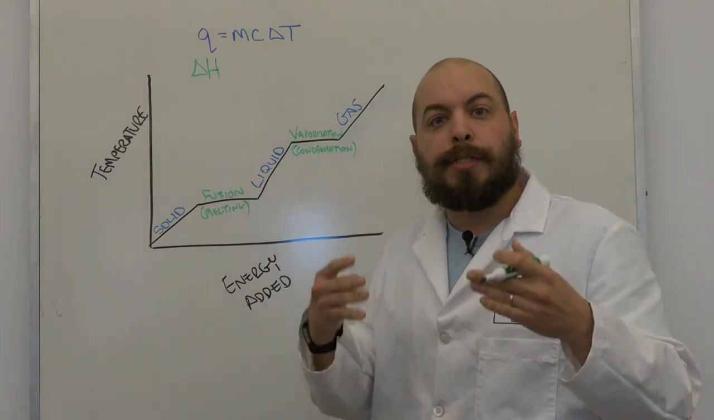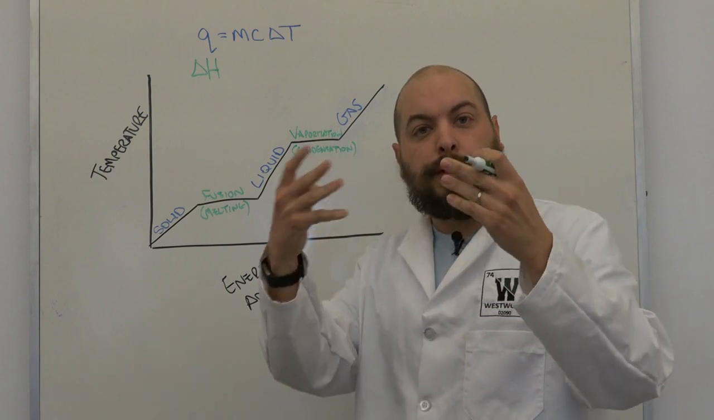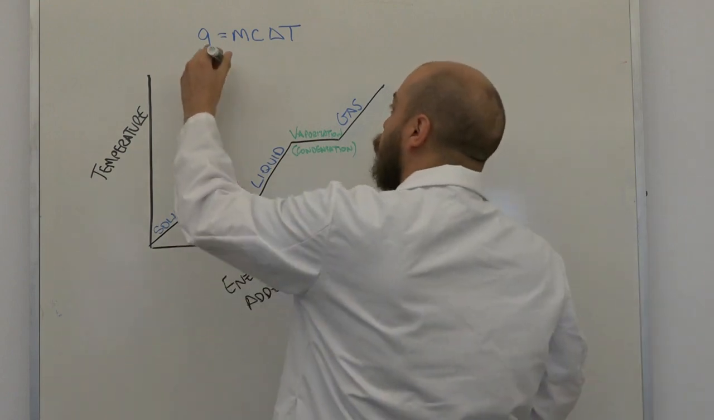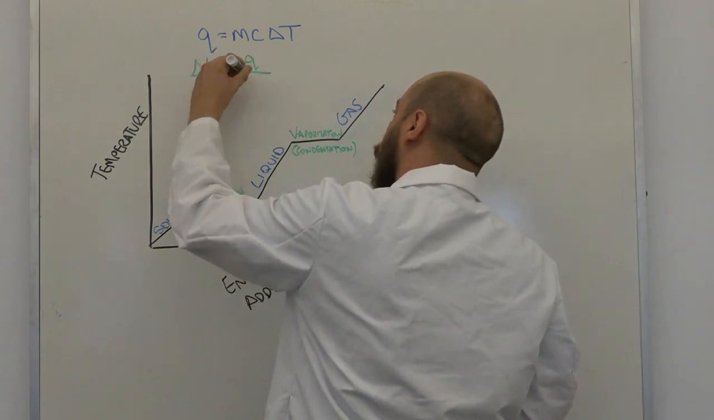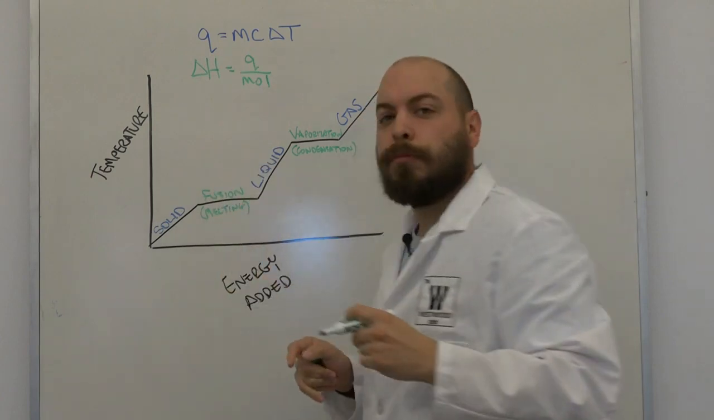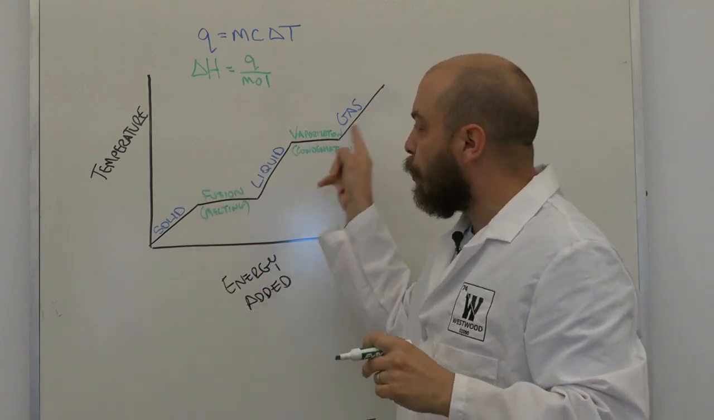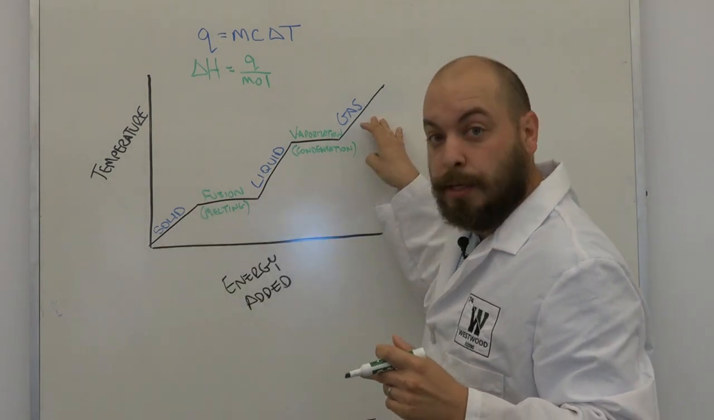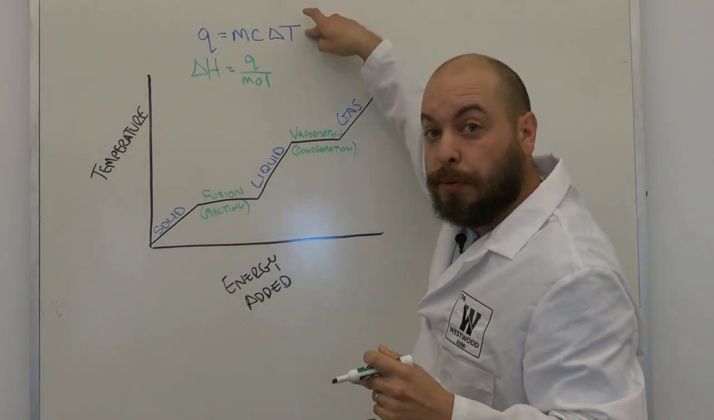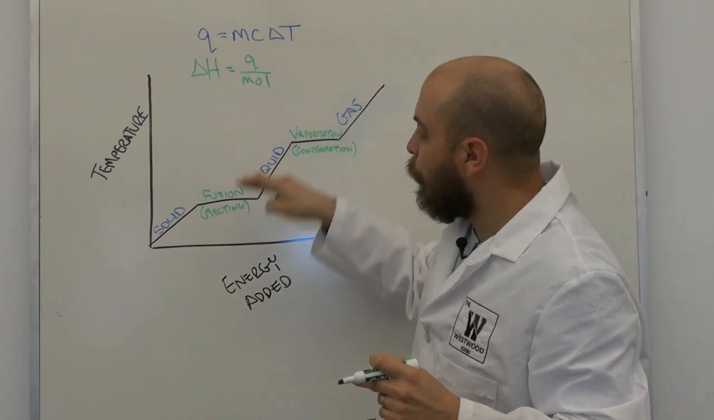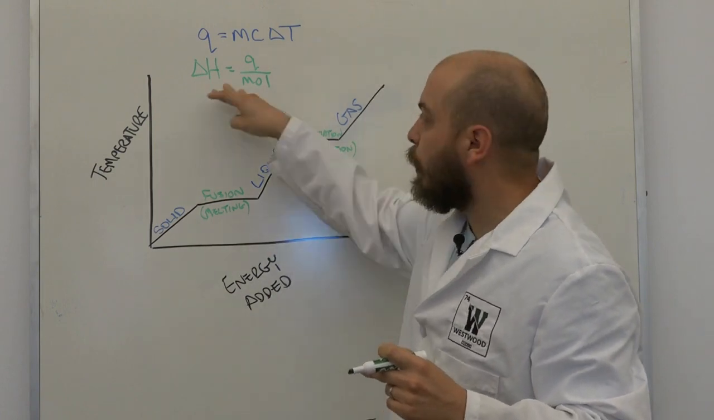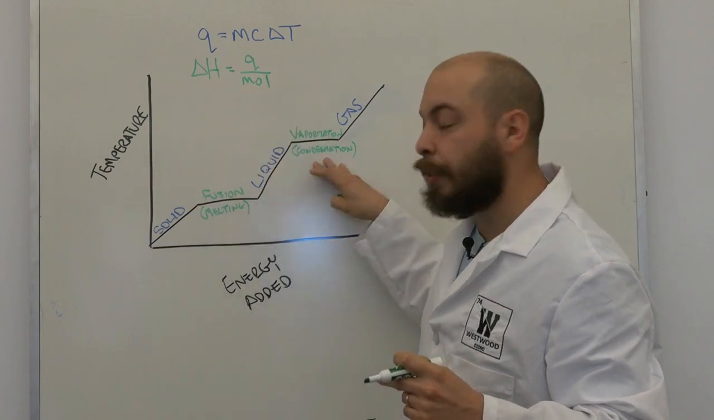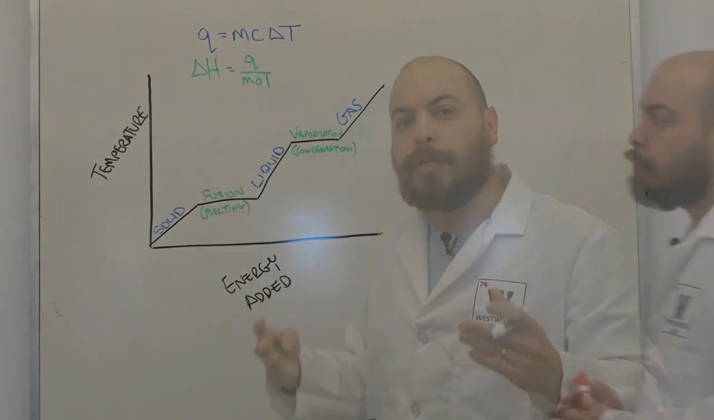Remember, delta H is joules or kilojoules per mole, or Q divided by moles. So when we look at these three parts, solid, liquid, and gas, each is represented by a Q equals mc delta T equation. And the two horizontal parts are represented by a delta H equation: here, the delta H of fusion, and here, the delta H of vaporization.